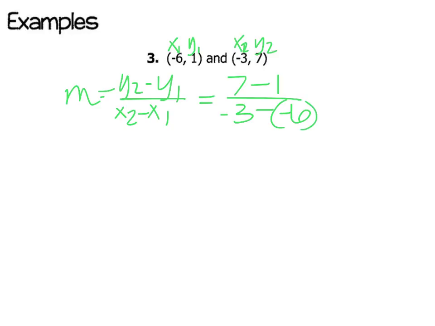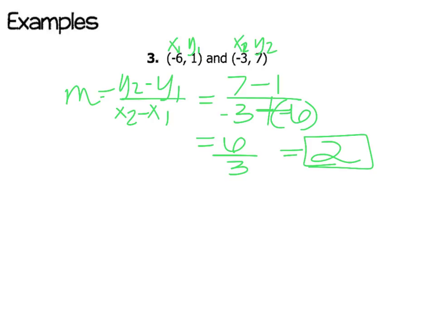All right, then simplifying this, we get negative 7, or 7 minus 1 gives us 6. Negative 3 minus a negative 6 is the same thing as plus 6. So that's going to give us positive 3. And then 6 divided by 3 is equal to 2. So our m is 2.